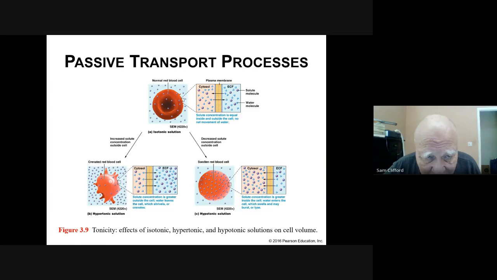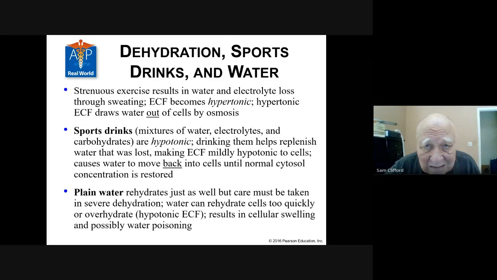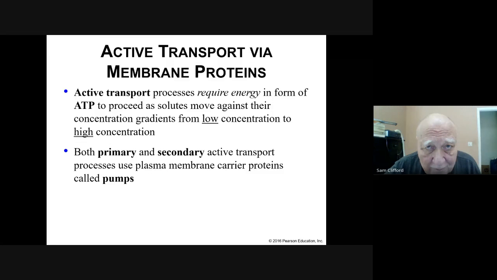So to summarize, a hypertonic solution outside of the cell will cause the cell to shrink. A hypotonic solution outside of the cell will cause the cell to swell. Notice water moves where there's a high concentration of solute. The solute is the blue little spheres that could be glucose and so on. Okay, we don't need to talk about that.